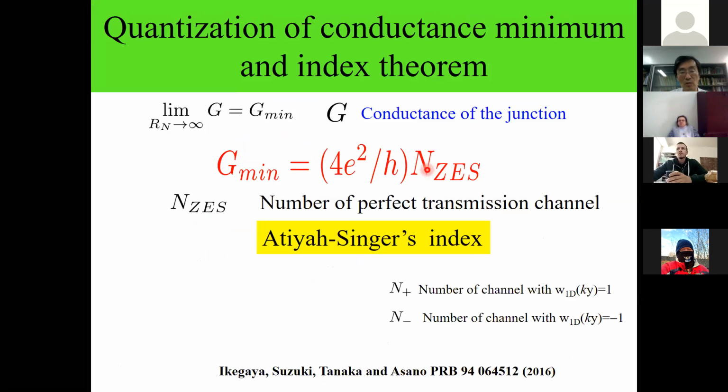So the minimum conductance of the junction becomes quantized, and the number of zero energy states is the number of perfect transmission channels. It is given by n plus minus n minus, and it is relevant to the Atiyah-Singer index. So the winding number, to understand charge transport behavior from the viewpoint of topology, is very, very interesting and very important. So let's look at it: the number of zero energy states is given by this quantity.